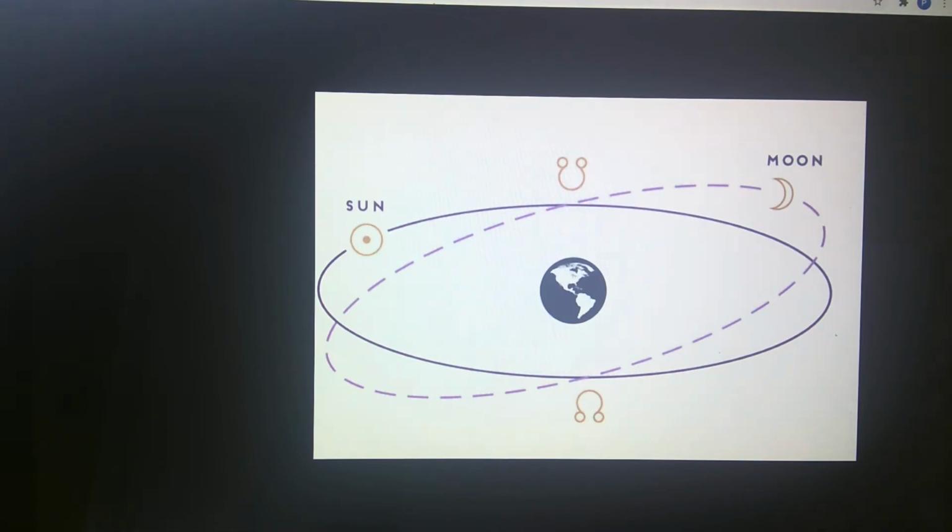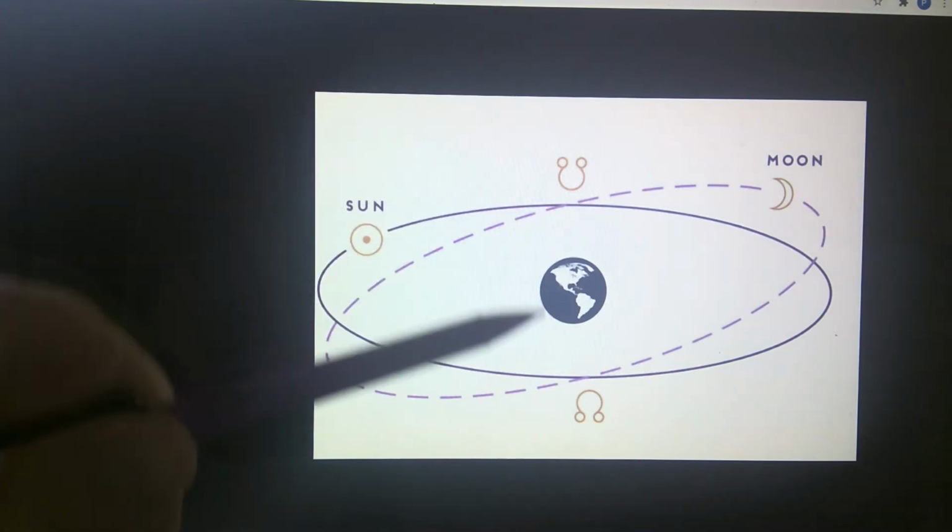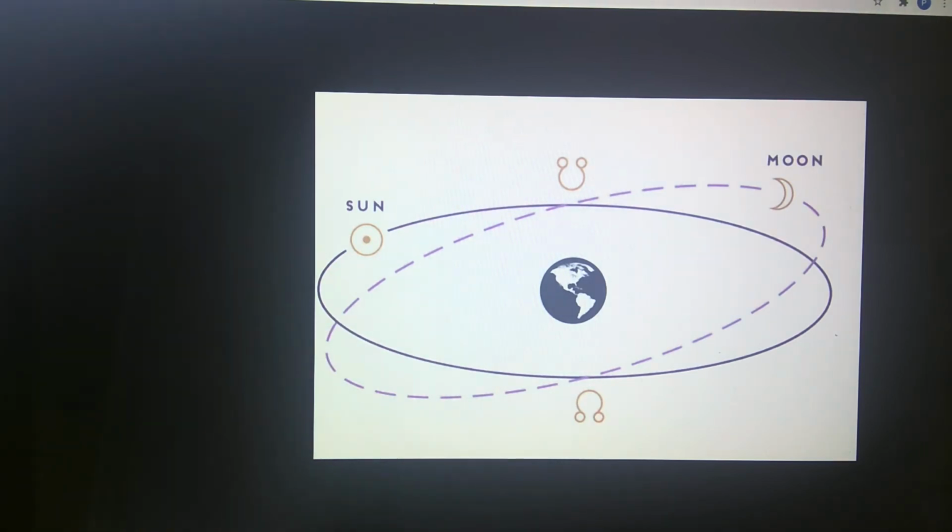Obviously, the nodes don't move as fast as the sun does. They spend about 18 months per sign. So the north node, its backdrop, let's say, is going to be in Gemini for 18 months. It's been there since about last spring. So I think the last month that it is going to be in Gemini will be in December, and then in January 2022 it'll move into Taurus.